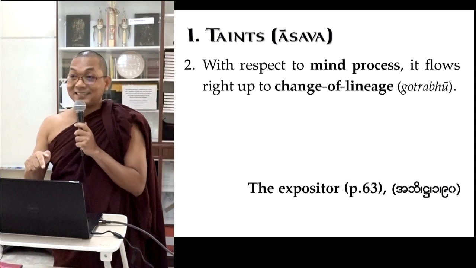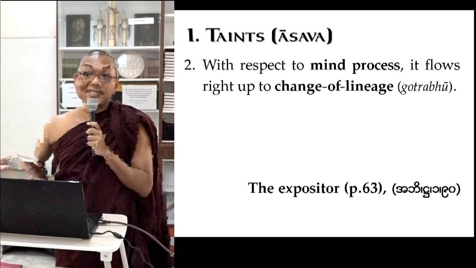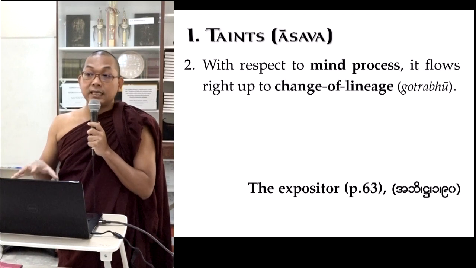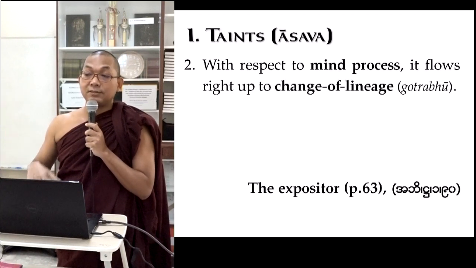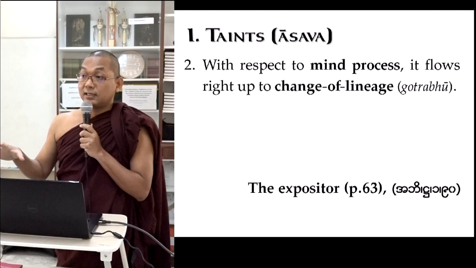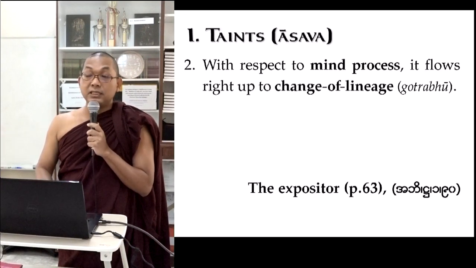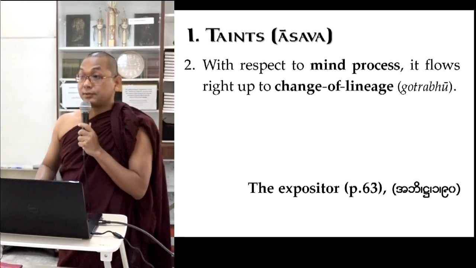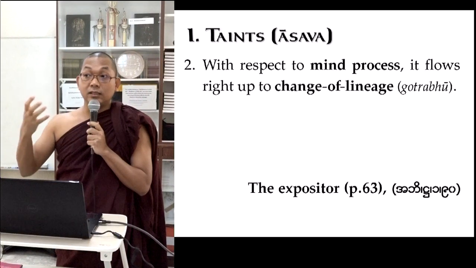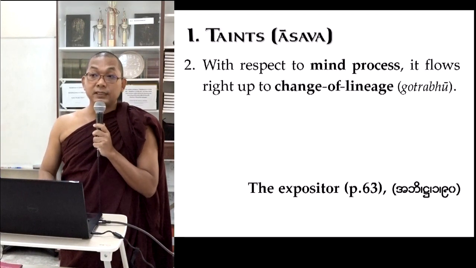You understand this one, the last one? Okay, it will go up to the change of lineage, one of the sensitive consciousness. So the taints can arise even at that moment. But after the change of lineage, Magga-phala will arise. When we have Magga-phala, there is no chance for them. The meaning of āsava is things that flow out from the six doors. From the eye, the taints may arise. Ear, nose, tongue, body, mind, they may arise.